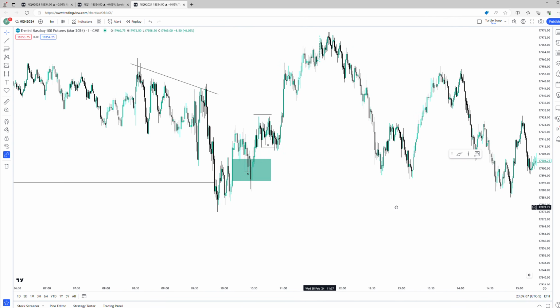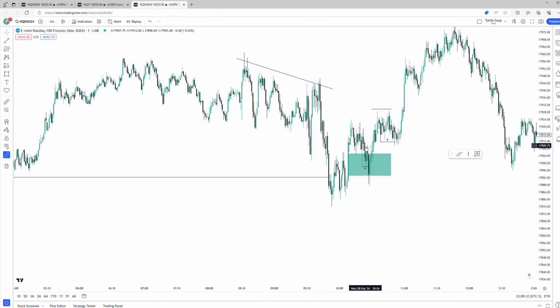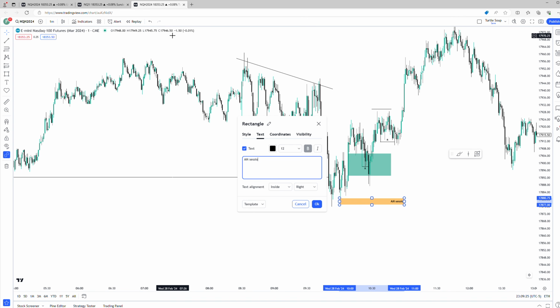So have a bit of a look here, guys. Here's another example of using the Turtle Soup entry model. Now, this is taking advantage of a key time frame, which is the silver bullet. So again, you need time to be in your favor. And if I mark out the silver bullet, it's from 10 o'clock all the way until 11 o'clock, right? So this here is your AM session silver bullet.